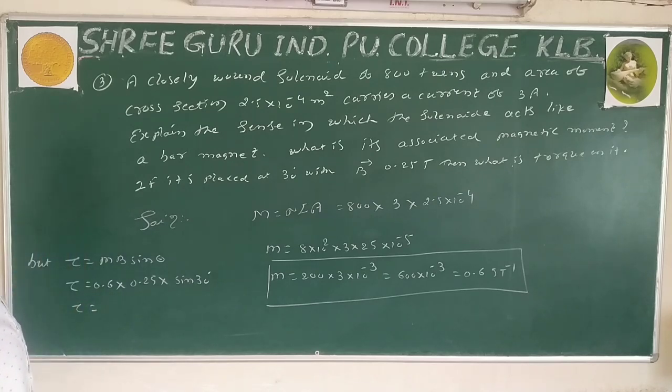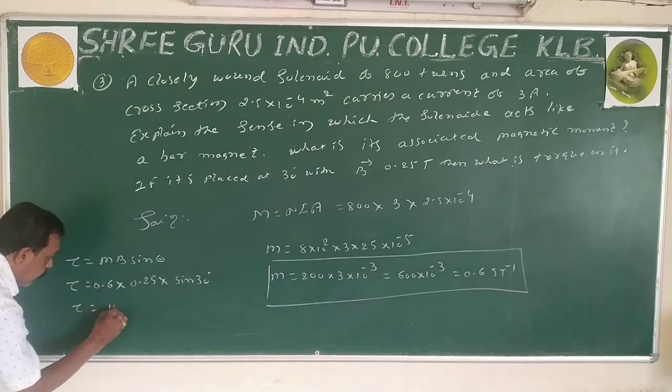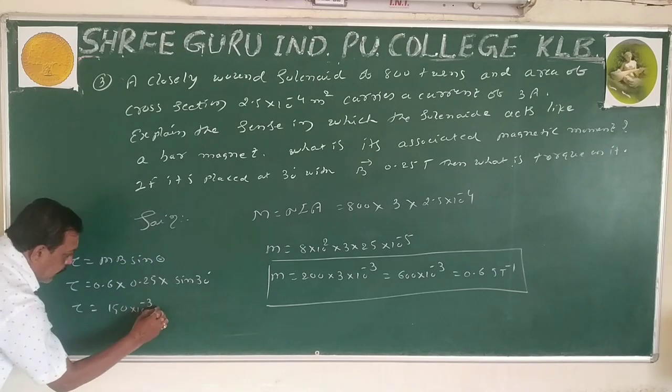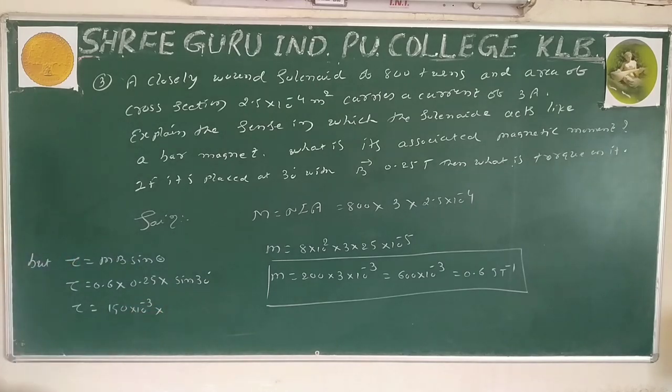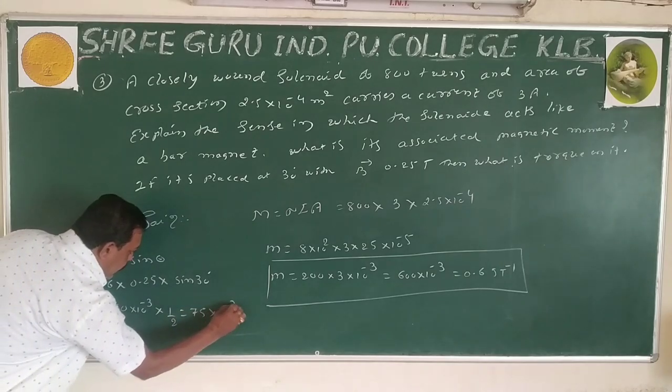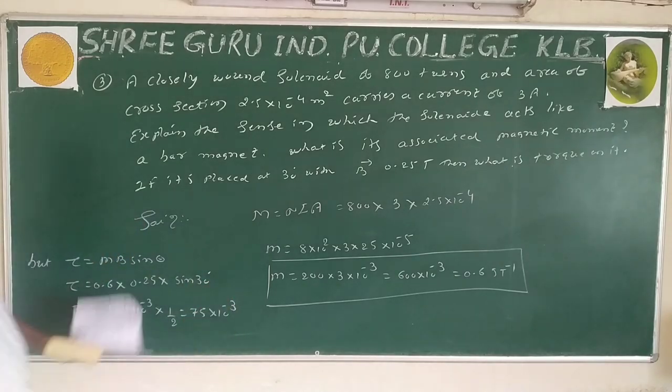0.6 times 0.25 is nothing but 0.150. Three places, so I write 150 into 10 to the power of minus 3. Then one by two, so 75 into 10 to the power of minus 3. Check once.